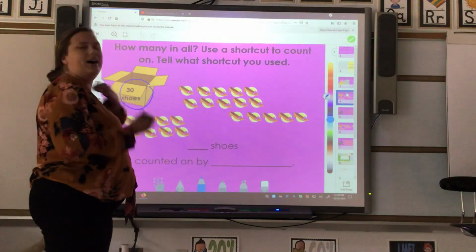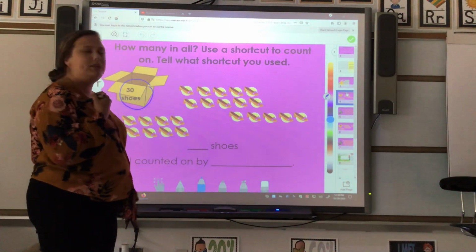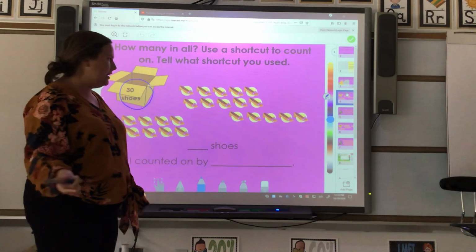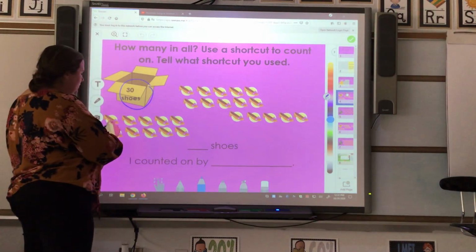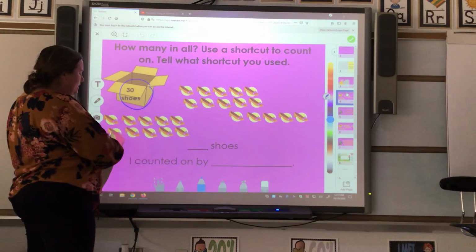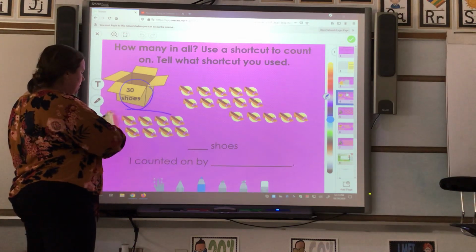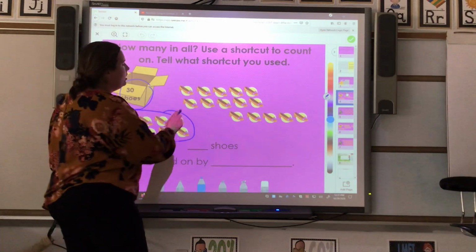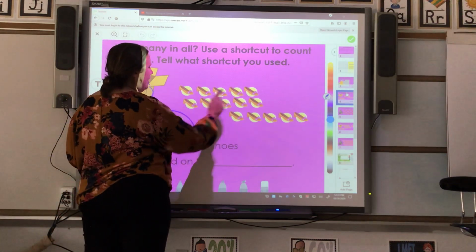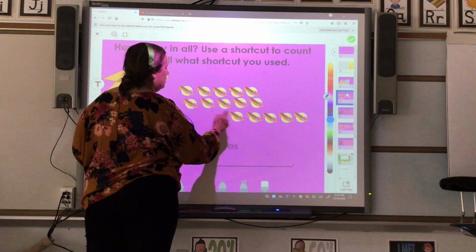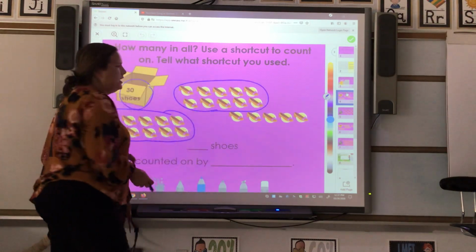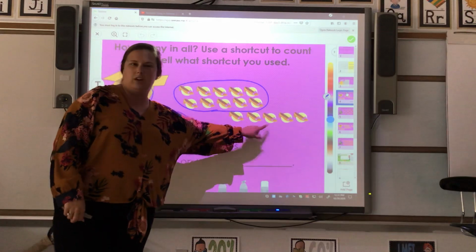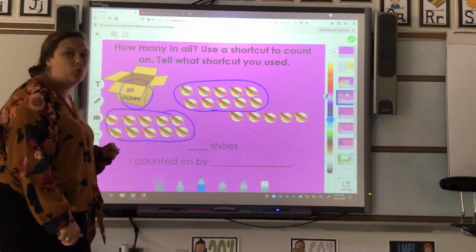So a way that I think we can count how many shoes in all even quicker is by finding groups of 10. So we know that this is 1, 2, 3, 4, 5, 6, 7, 8, 9, 10. So I'm going to circle this group of 10. Then up here, we have 1, 2, 3, 4, 5, 6, 7, 8, 9, 10. So we have another group of 10. But if I look right here, I can tell that these are not going to be a group of 10. It's just going to be a 1.